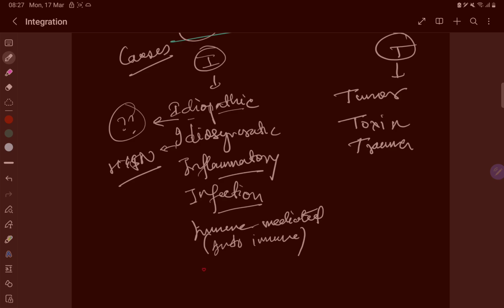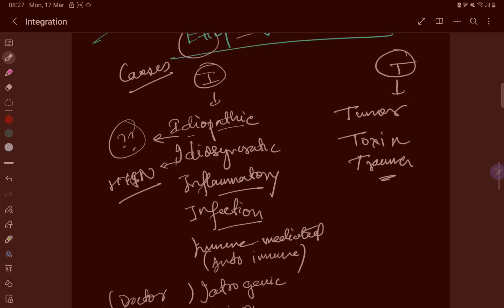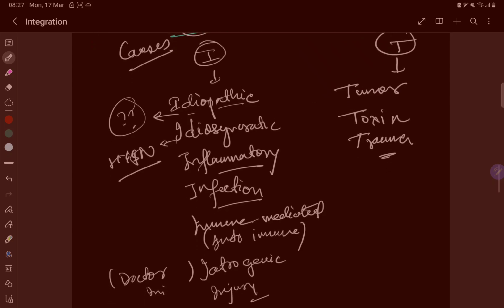In I there is iatrogenic, meaning doctor induced, right, doctor induced injury. Okay, there may be injury or there may be trauma. Okay, so you see all the pathological phenomena are there in the IT only, most of them, right? There are tumor also, toxin also, trauma also. You can add more things in INT.